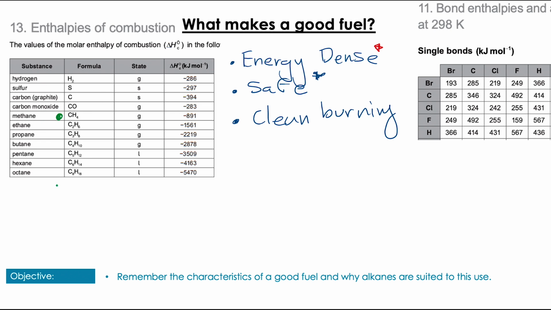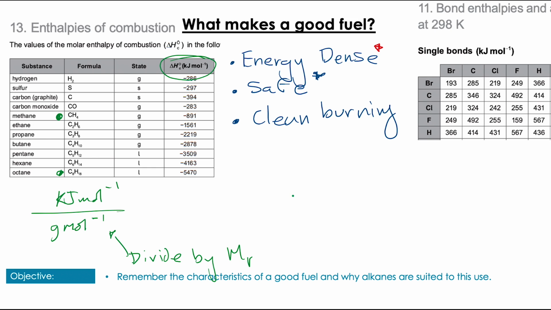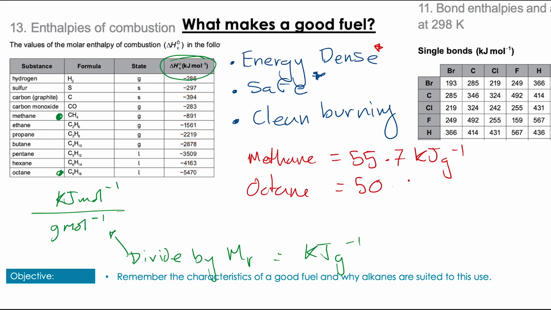Let's take two examples, methane and octane, in this table. The values given to us are the enthalpies of combustion in kilojoules per mole. However, we want to divide that by the molecular mass, because we want to find how energy dense they are per gram, as a fuel they'll be used that way. When we do this, we find that methane has a value of 55.7 kilojoules per gram and octane has 50 kilojoules per gram. So why is octane used as a fuel instead of methane?